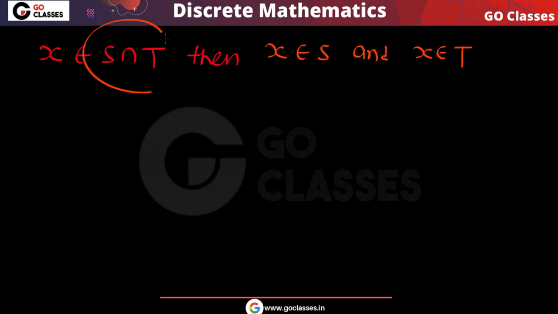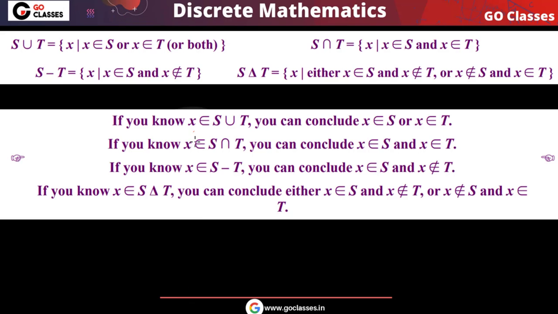What does it mean? If X belongs to S intersection T, then what can you say? You can say that X belongs to S and X belongs to T. Because remember, this is intersection. Intersection means we have all the common elements. This is the definition of intersection.